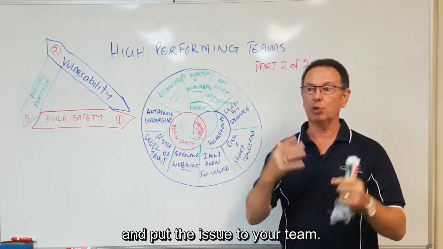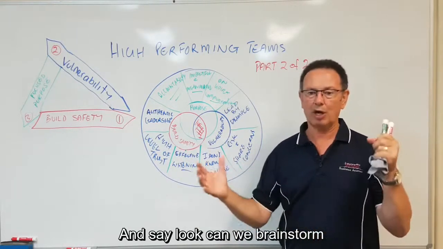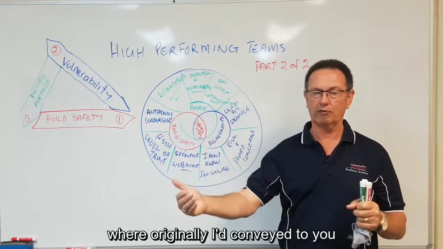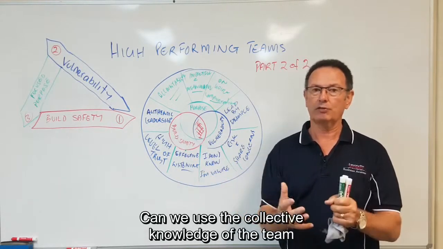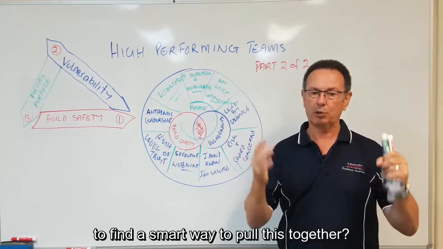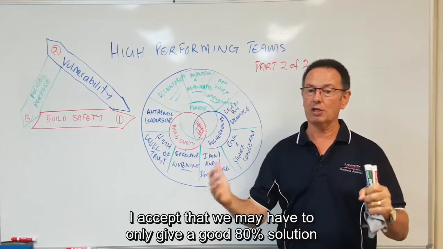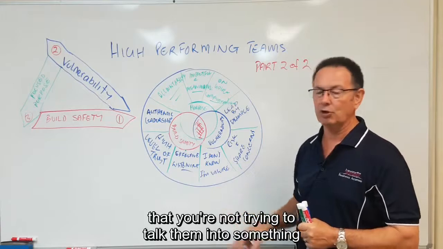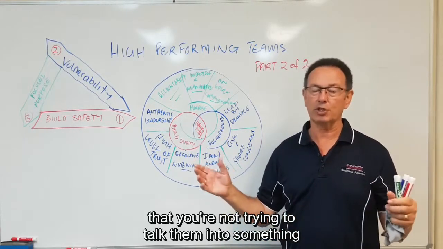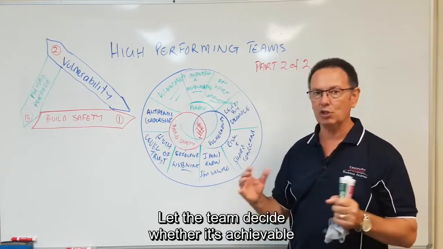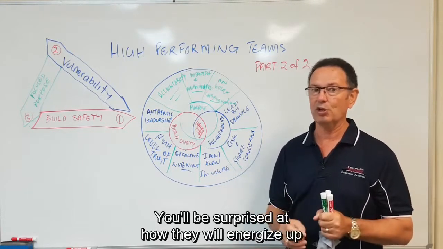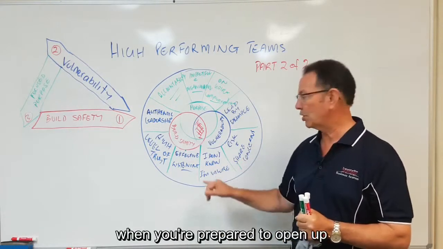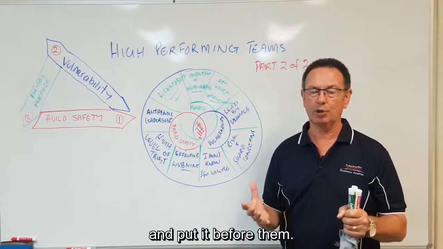So you pull your team together and you put the issue to your team and say, look, can we brainstorm, how can we get this report done by Wednesday where originally I'd conveyed to you that we needed it on Friday? Can we use the collective knowledge of the team to find a smart way to pull this together? I accept that we may have to only give a good 80% solution given the time frame. And then you're putting it out there, and you're not trying to talk them into something that doesn't seem achievable. Let the team decide whether it's achievable by putting it to them. You'll be surprised at how they will energise up and come up with some great innovative ways to do this when you're prepared to open up and put it before them.